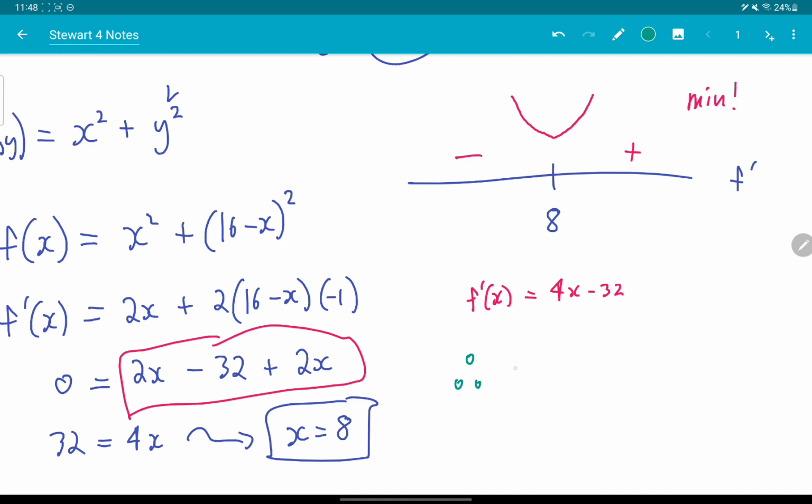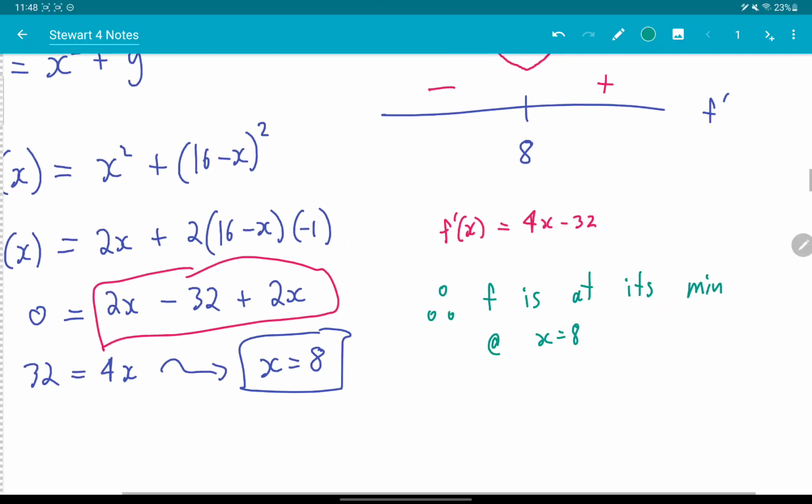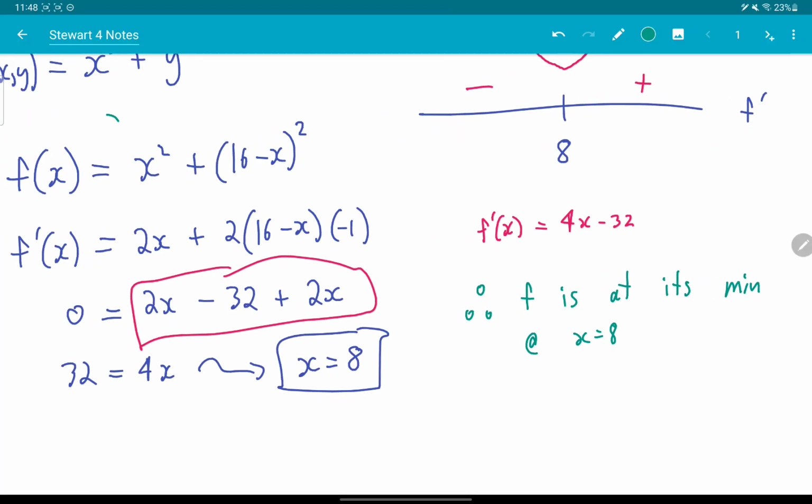So therefore, f is, well, at its min at x equal to 8. And the question's asking me to find the smallest sum of squares. So I have to actually plug the 8 in here. f of 8 is 8 squared plus 16 minus 8 squared, which is 64 plus 64, 128. There's my minimum.